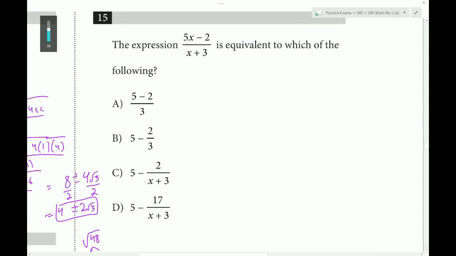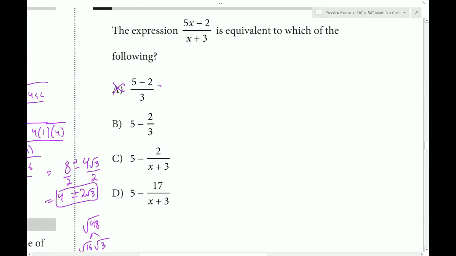Question 15. The expression is equivalent to which of the following? Okay, so this one actually involves a very difficult concept which is called partial fraction decomposition. That is actually quite a difficult concept, so the best way to do this perhaps is to look at the choices, right? So first of all, this one is just 3 over 3, which is 1, and it doesn't seem that this would cancel out to be equal to 1, so we can rule out choice A.